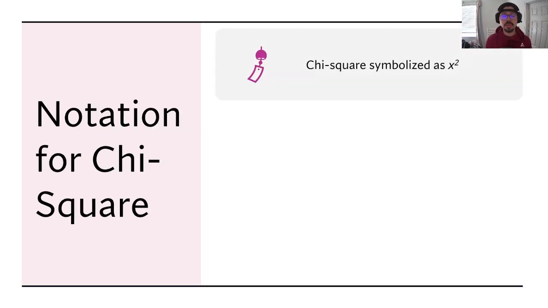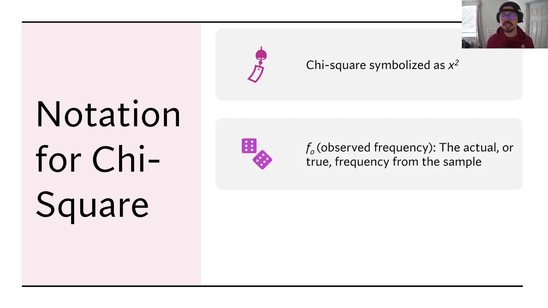So here is the notation for chi-square. It is written as x squared. The x should be italicized. This is particularly relevant when you are writing your results for reporting on your analyses within SPSS.